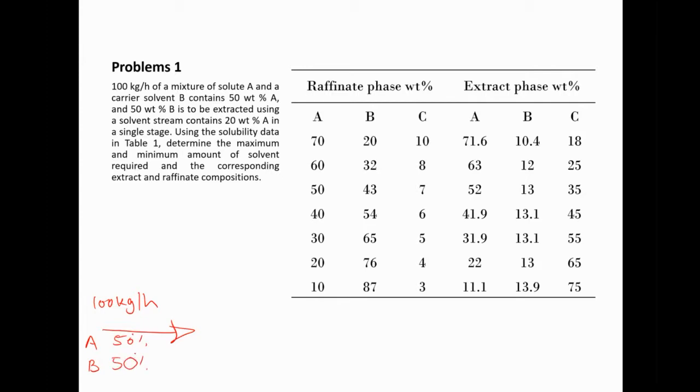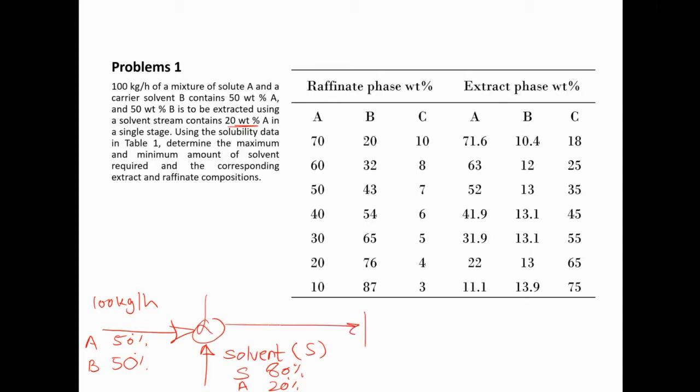It is to be extracted using a solvent stream. So we're going to mix it with the solvent, call it S, for example. And this stream contains 20% A. So it's not 100%. Let's call it solvent S is 80%, and the solute is 20%, in a single stage. So this is only one stage.